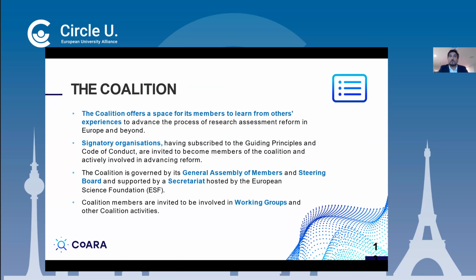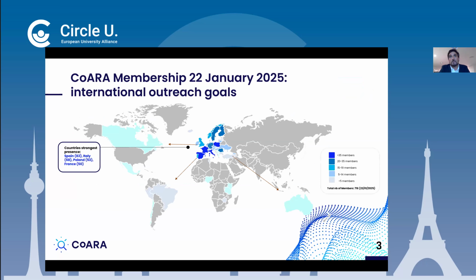So when you join this coalition, then you're joining a community, and that means you can exchange with other members. You can discuss what they have in their action plan. You can try to share new tools, new ways, or new ideas of trying to evaluate research. And you have basically national and international working groups.